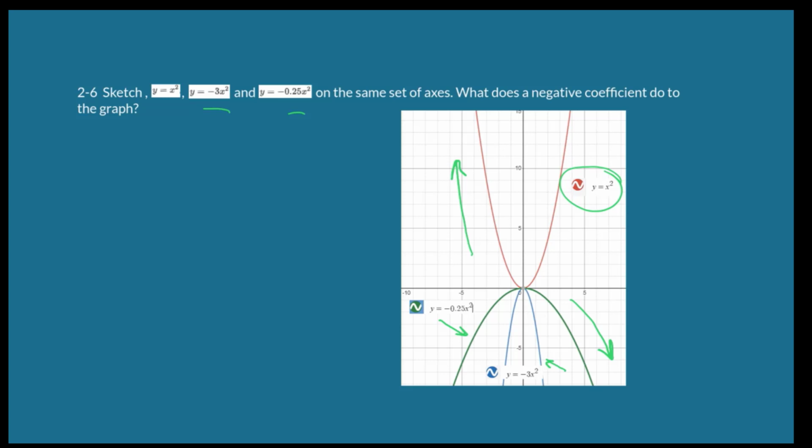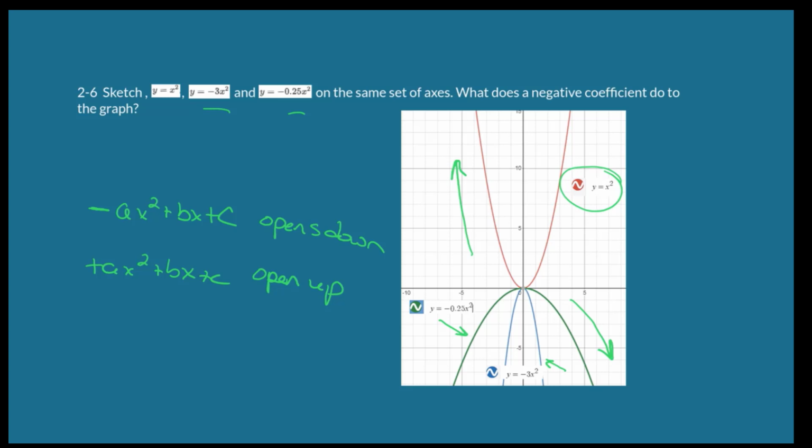That's also if I had ax squared plus bx plus c. If there was a negative out here, that would make the parabola open down. If it was positive, it would open up. So hopefully that explains a little bit more about what these graphs look like.